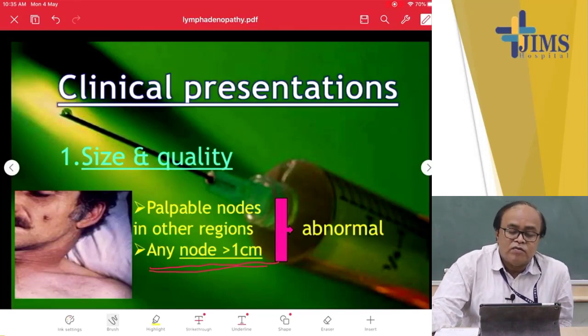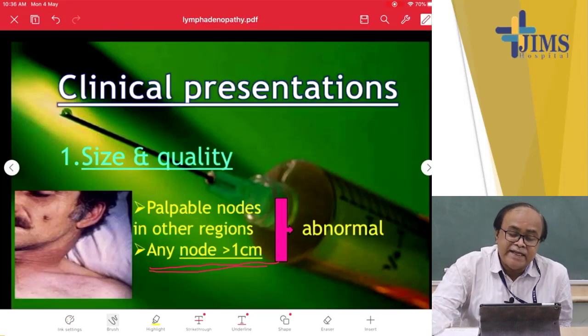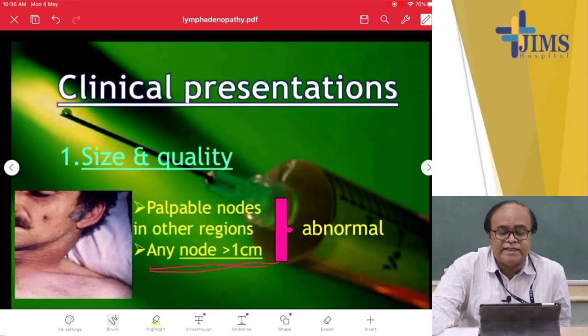And lymph nodes palpable in other regions: in some sites I have told you, like cervical and inguinal, lymph nodes are palpable, but if in other regions you find lymph nodes, then it is called abnormal.